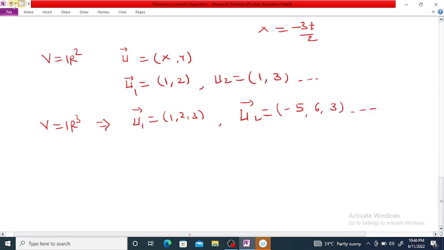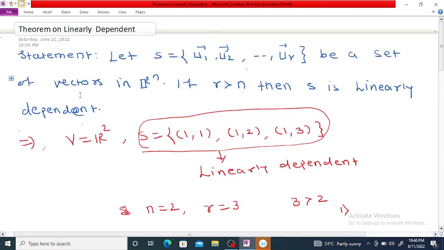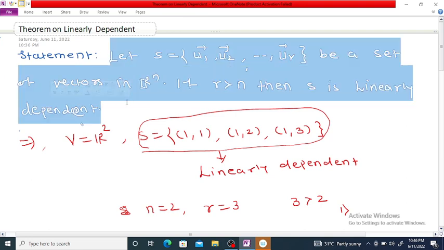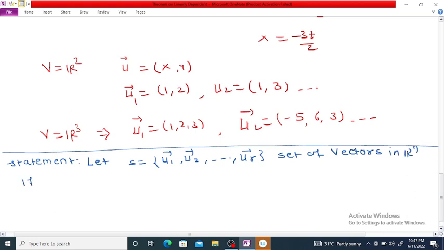Again, I am writing here the statement of the given theorem. Let S equal to u1 bar, u2 bar, dot dot dot, ur bar be a set of vectors in Rn. If r is greater than n, that is, the number of vectors is greater than the dimension of the vector space V, then S is linearly dependent.